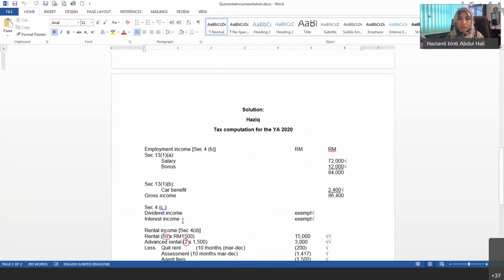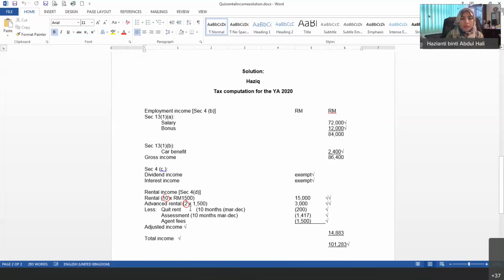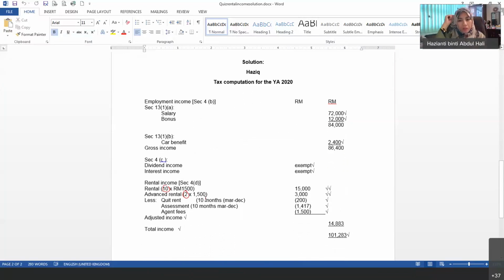And then section 4C, dividend and interest is exempted. And section 4D, kita ada rental income. So up to dividend and interest, any question tak? Okay kan, straightforward je yang atas ni. The rental tu je lah yang banyak sikit info.